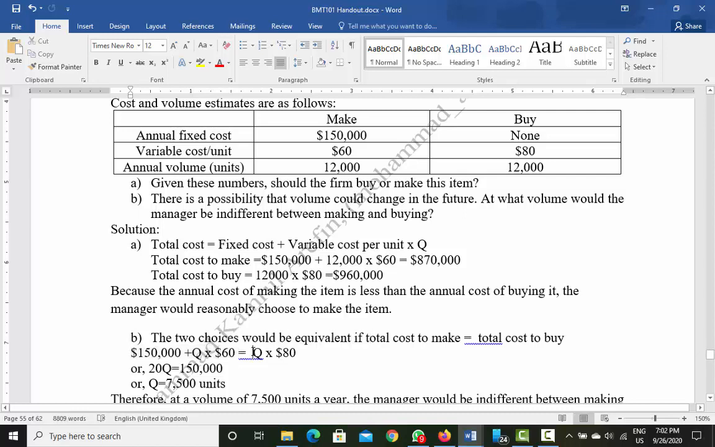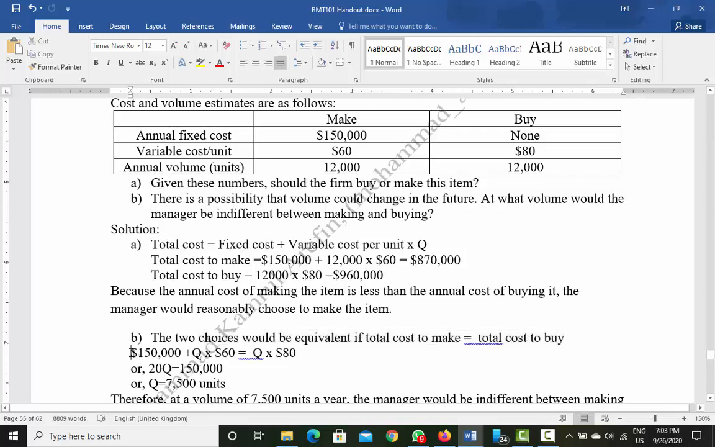If you buy the same Q units of the product, this is the variable cost per unit, with no fixed cost there. So Q multiplied by 80. The two choices would be equivalent if the total cost to make is equal to the total cost to buy. In that case we may choose either to make or to buy.